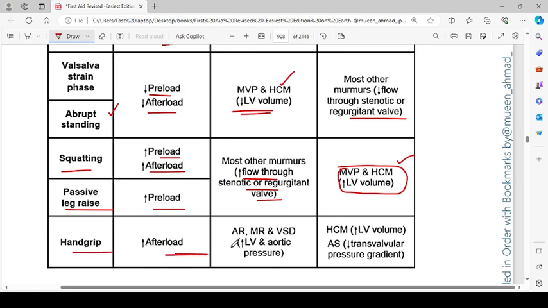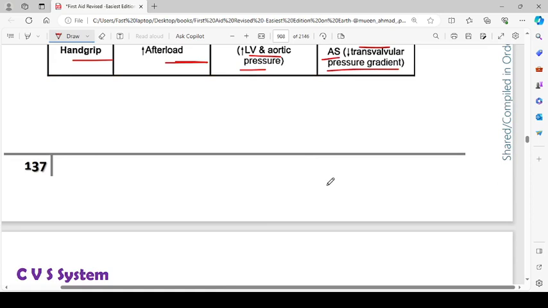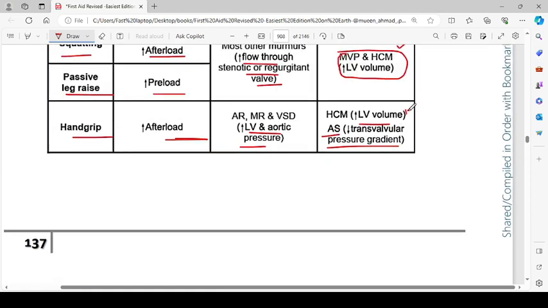With hand grip, afterload increases, so aortic regurgitation, mitral regurgitation, and VSD will be loud because of increased left ventricle and aortic pressure. Hypertrophic cardiomyopathy will be decreased because of increased left ventricular volume, and aortic stenosis will be decreased because of decreased transvalvular pressure gradient. I hope this makes sense because of the increased chamber size.